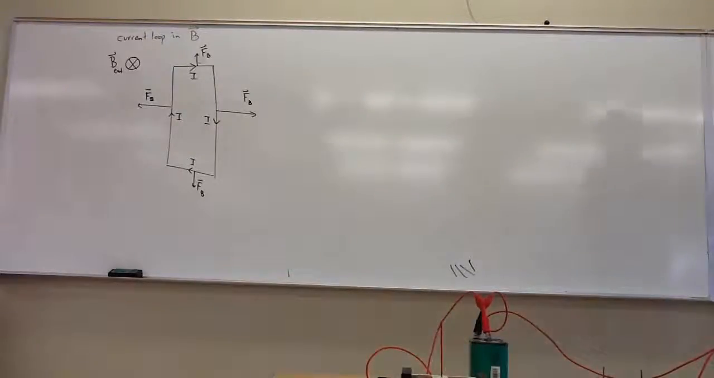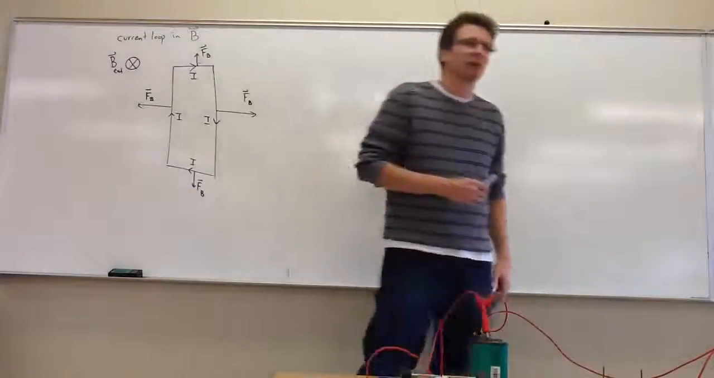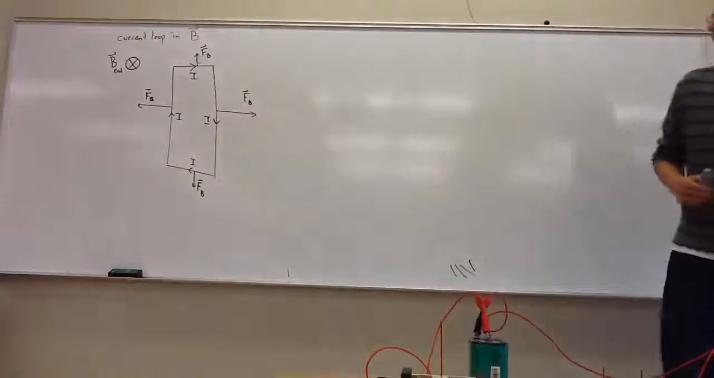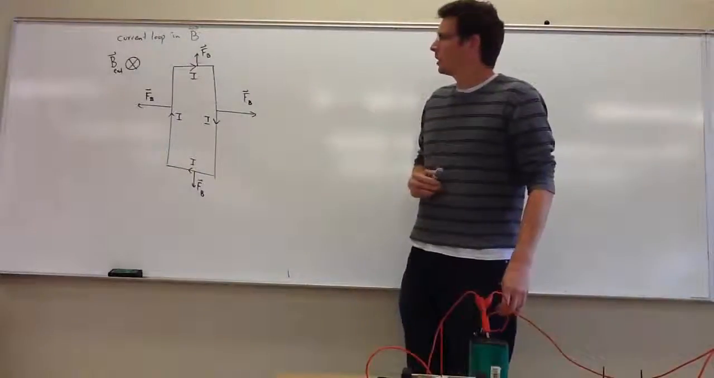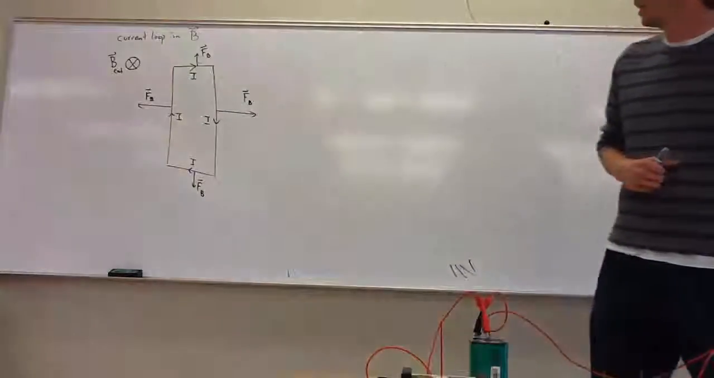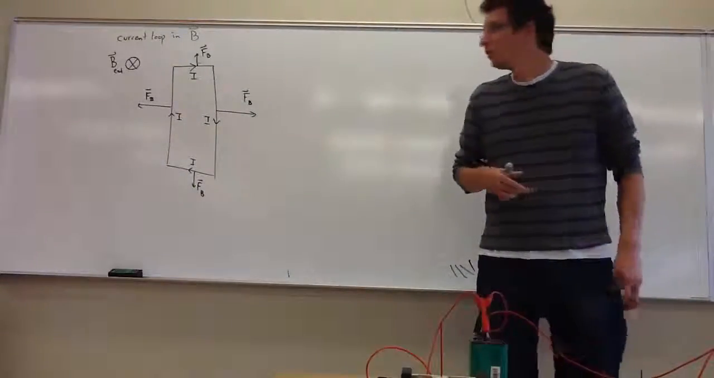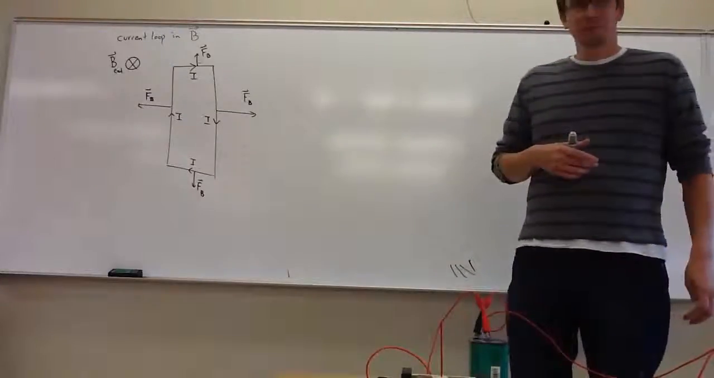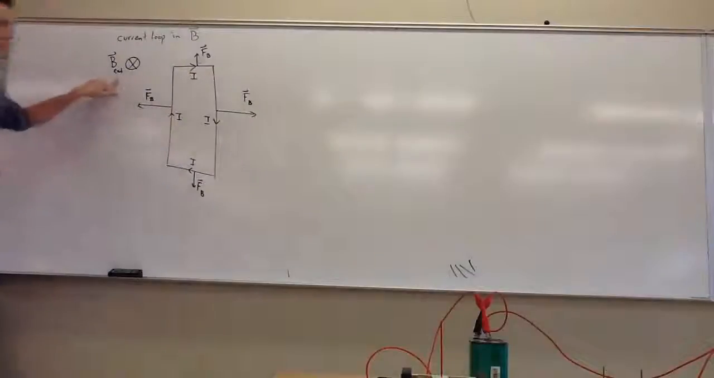So what we were talking about last time is what happens to a current loop in a magnetic field. This is not just a single segment of current, but I've made a nice rectangular segment. Of course, current usually flows around in a closed loop, so this is something to consider. And we have the external magnetic field as into the page.